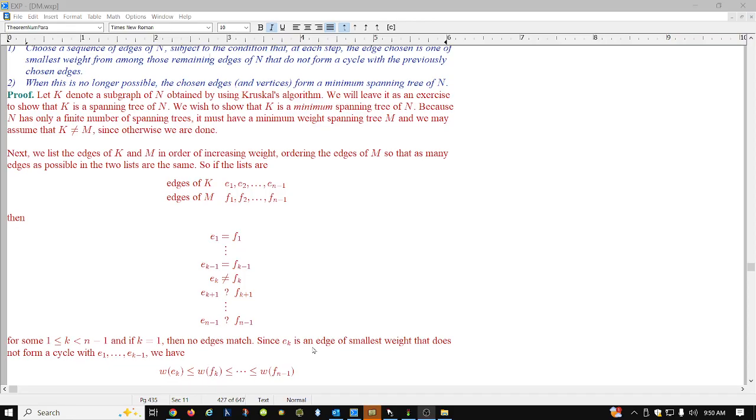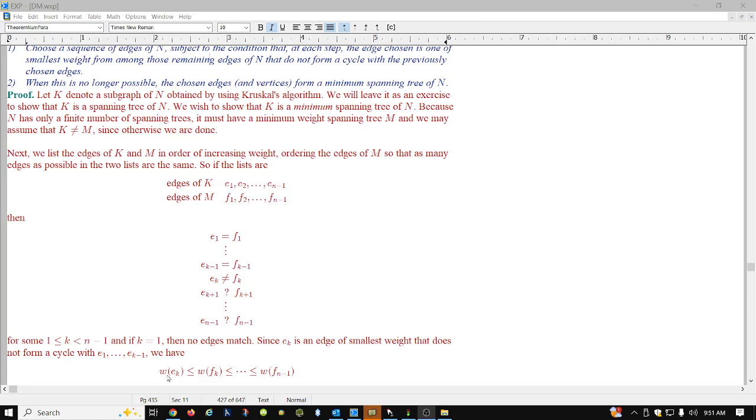Now, since Ek is an edge of smallest weight that does not form a cycle with the previously chosen edges, that's Kruskal's algorithm, the weight of Ek is less than or equal to the weights of any of the F's starting at Fk through F(n-1). And that's because, for example, if the weight of Fk was less than the weight of Ek, we made a mistake in Kruskal's algorithm. Instead of choosing Ek, we should have chosen Fk, because Fk doesn't form a cycle with F1 through F(k-1). Therefore, it's the same thing as saying it doesn't form a cycle with E1 through E(k-1). It has smaller weight than Ek, so we screwed up.